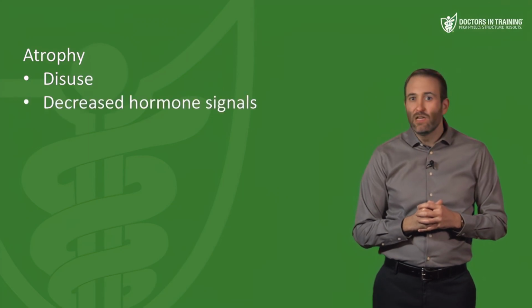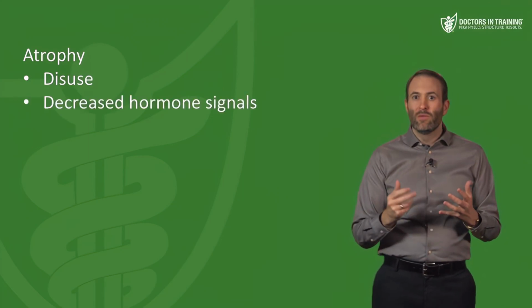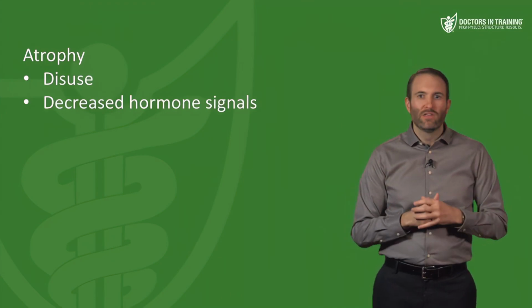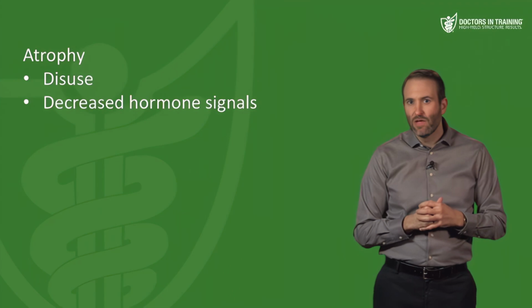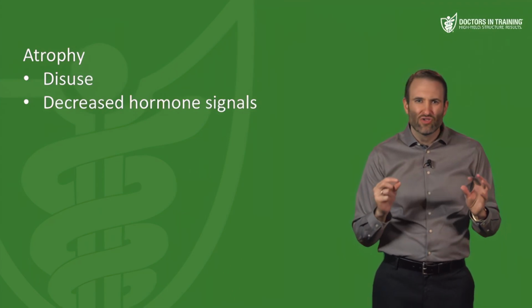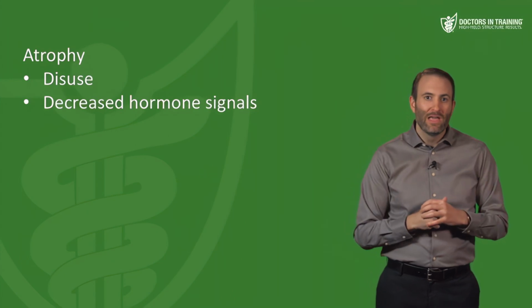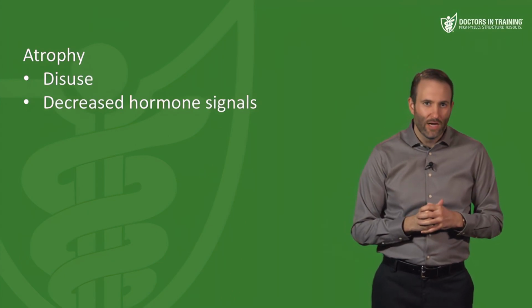Disuse is a cause of atrophy, but there are lots of other things that can cause atrophy as well. Decreased hormone signals, for example: in women after menopause, the vaginal epithelium will atrophy because of a drop in estrogen levels. So the vaginal epithelium becomes thinner, drier, it can actually become more irritated and even bleed and get painful. Again, that's called atrophic vaginitis.